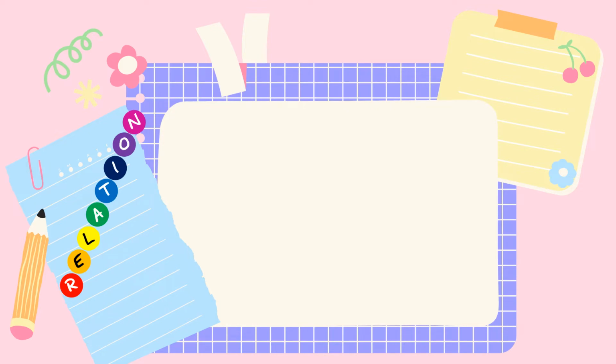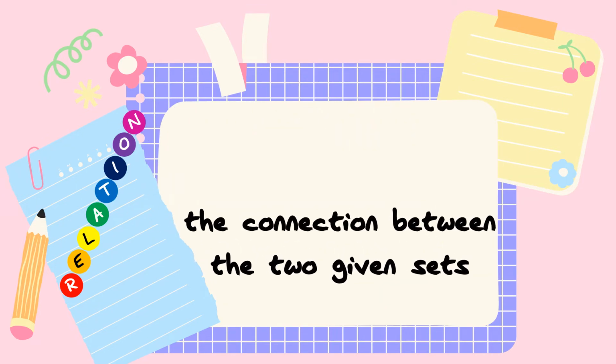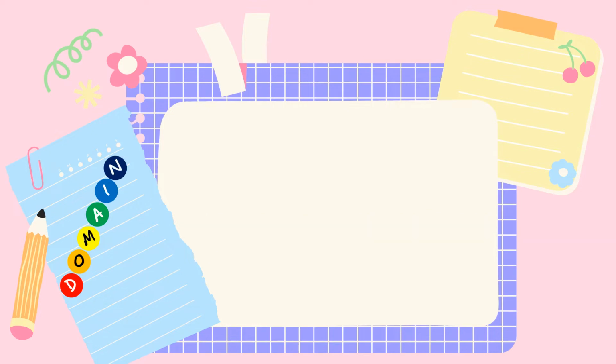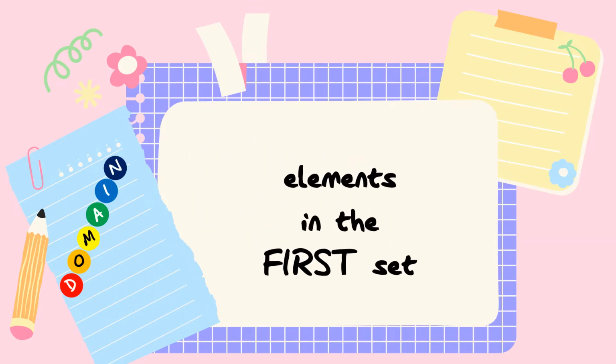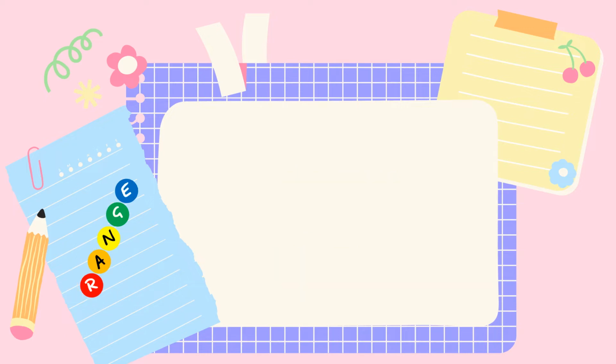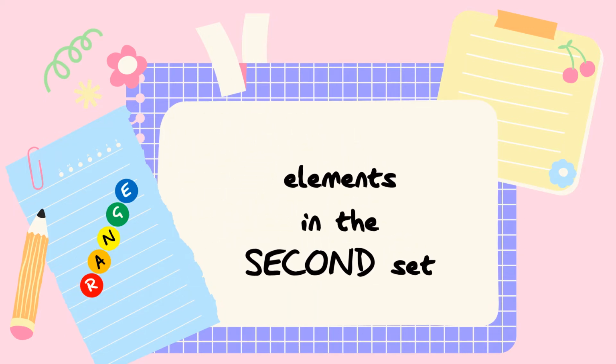Now let's define what a relation is. Relation is the connection between the given two sets. And the domain are the elements in the first set. While on the other hand, the range are the elements in the second set.